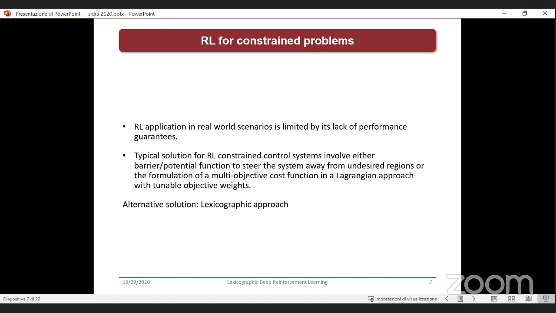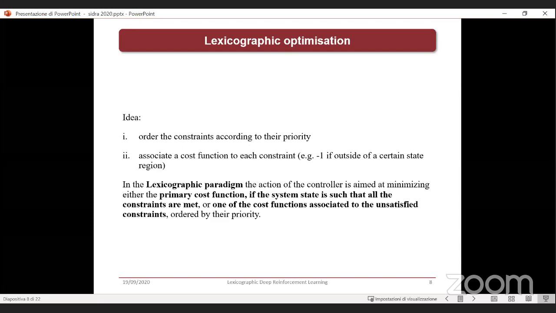The basic idea behind the lexicographic optimization is the following. We order the constraints according to their priority and relevance to the system. And then we associate to each one of them a separate cost function. The lexicographic paradigm states that we select the action to minimize the primary or original cost function only if the system state is such that we are able to assure that all the considered constraints are met. If some constraints are violated, then the controller will select the action that minimizes the cost associated to the most critical violated constraint.